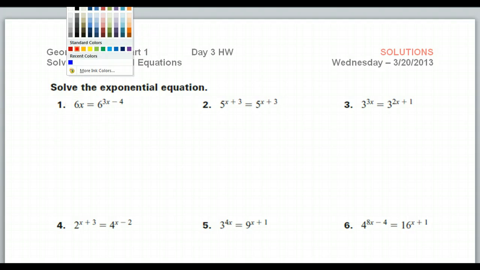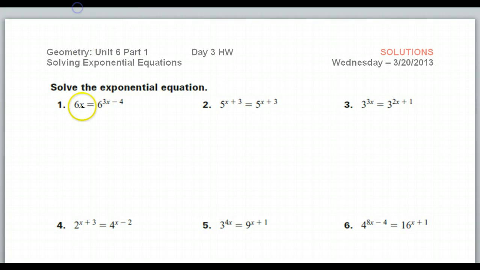Right away I see there's a typo in problem number 1. This x right here should be the x power. So let's pretend that didn't happen. In fact, I'll white it out. Okay, that's what this equation is supposed to look like.